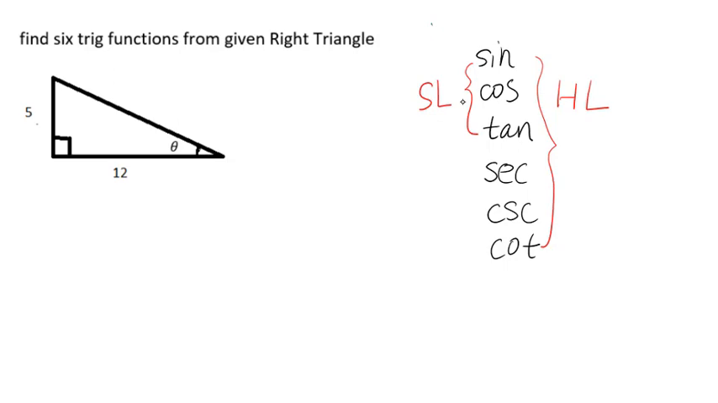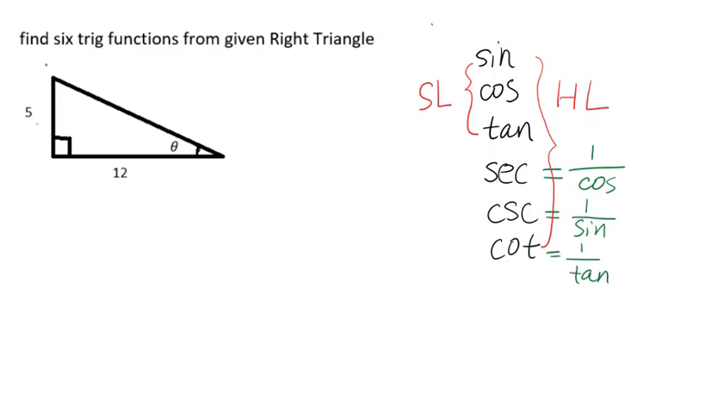In this video, we will talk about trig functions in a given right triangle. For SL, we only need to know 3 trig functions. For HL, we need to know all 6 trig functions. We know secant is 1 over cosine theta. For cosecant, it's 1 over sine. And cotangent is 1 over tangent.